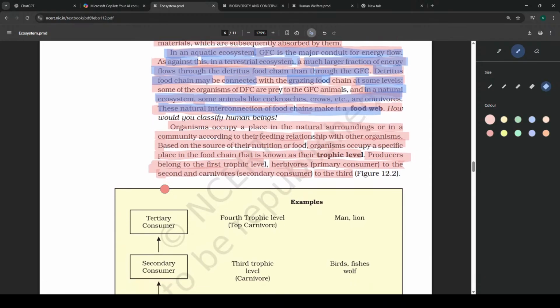Let's see. Organisms occupy a place in the natural surrounding or in a community according to their feeding relationship. Basically, they're talking about a hierarchy in the organisms, like deer, lion. We know their hierarchy, like how the plants, depending on their specific feeding relationship, occupy a certain hierarchy in the specific ecosystem, and this level is known as a trophic level. This specific place in the food chain is known as a trophic level.